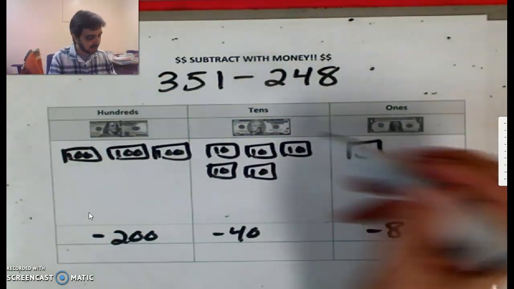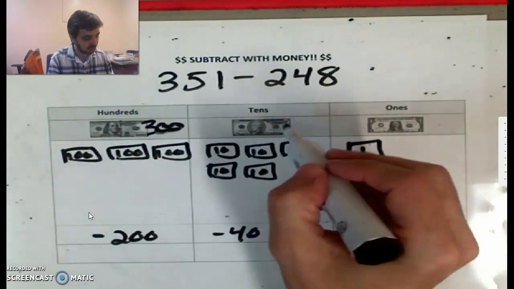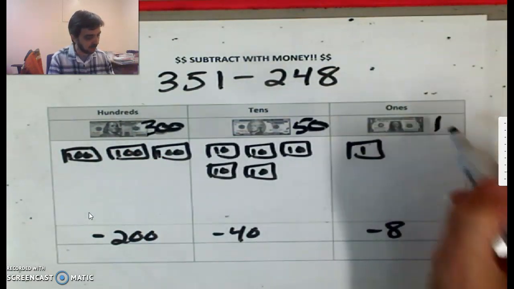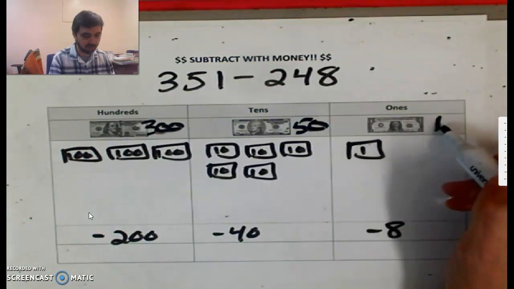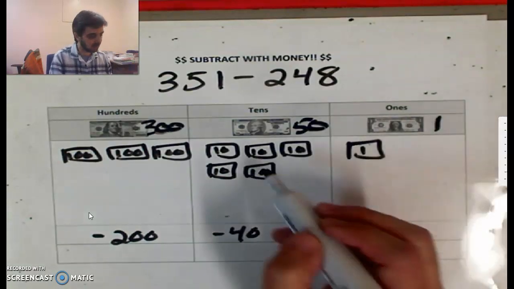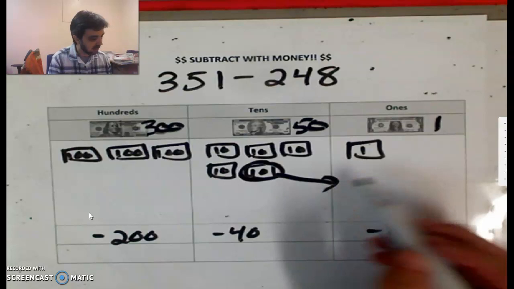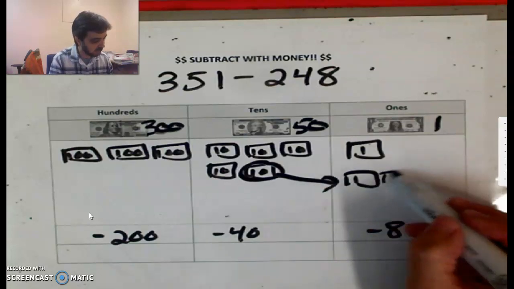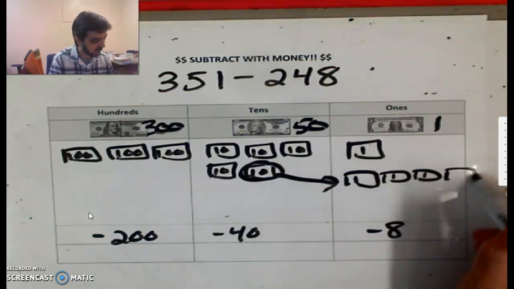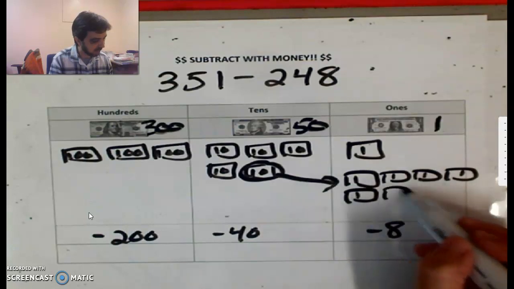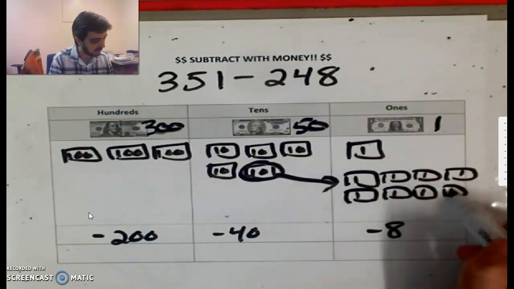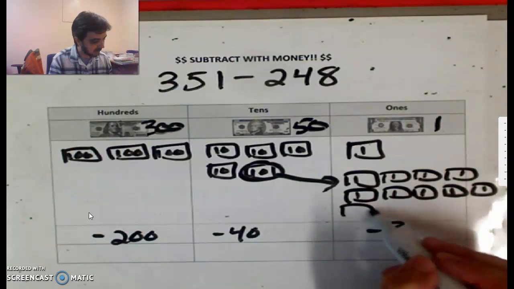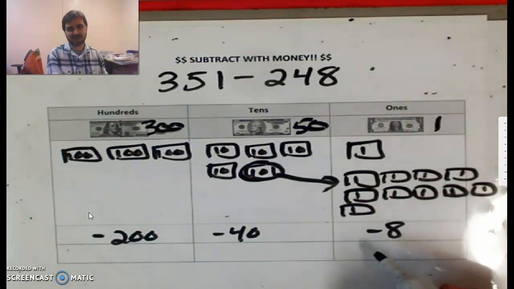So you can't take, so I've got, let's see, 351. I can't take $8 bills from $1 bill. I've only got $1 bills. So I'm going to take one of these tens and exchange it for 10 ones. 1, 2, 3, 4, 5, 6, 7, 8, 9, 10. It does take a little bit longer with the money. I will tell you that.